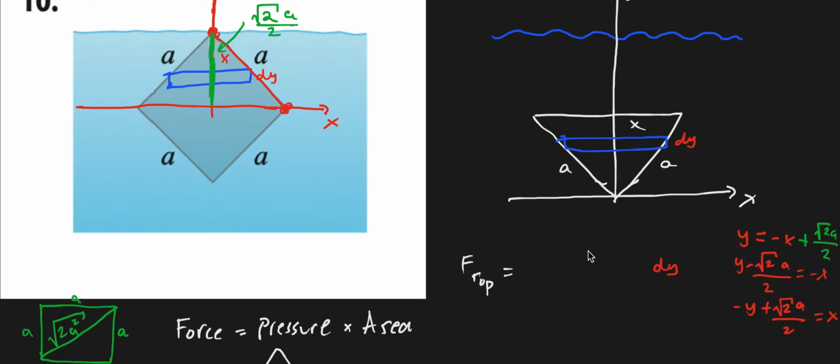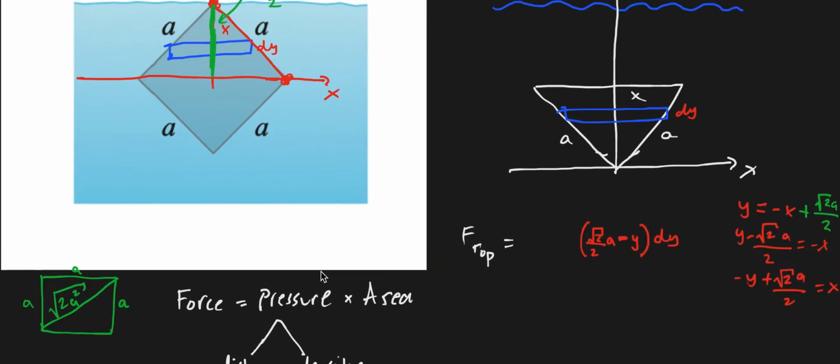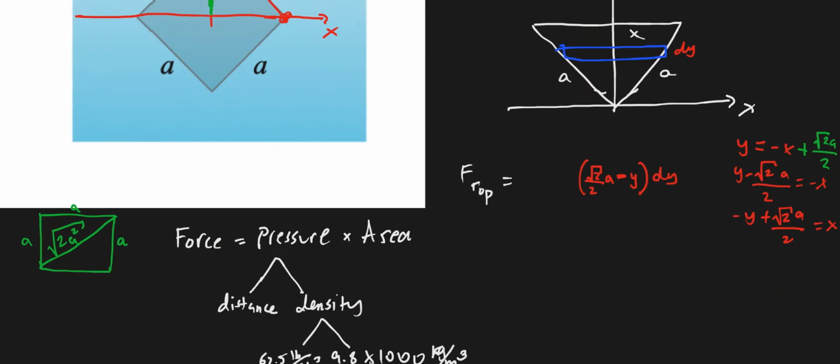So that's that. We'll replace it here. So this is just going to be square root of 2a over 2 minus y. That's the area. That was the hard part. Next, we just have the density. Density of water is just 9.8 times 1,000.